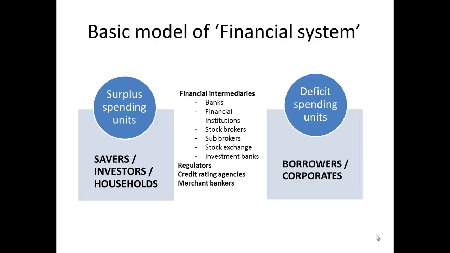Now, as we zoom in, a lot of stuff will start to appear in the middle, like financial intermediaries such as banks, financial institutions, stockbrokers, sub-brokers, stock exchange, investment banks, etc. And then we would have regulators, credit rating agencies, merchant bankers and various other financial service providers. So let's start by looking at financial intermediaries.